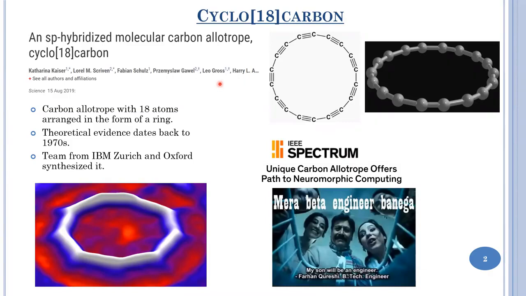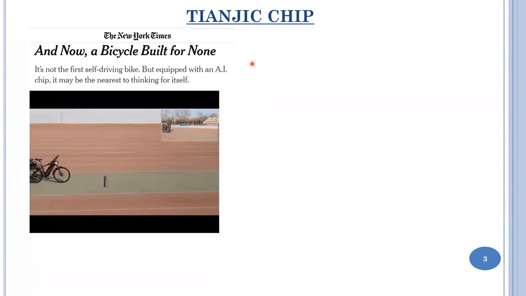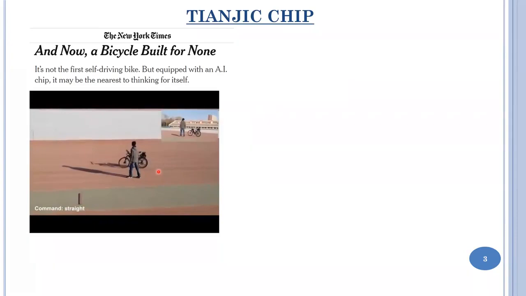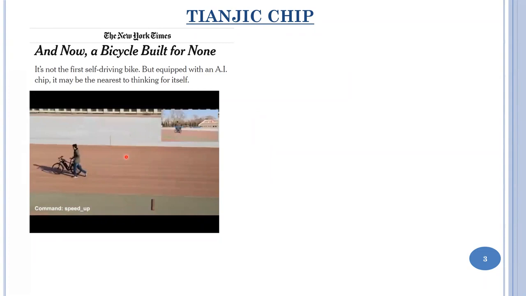With this, let me talk about this chip. The cycle in this video can balance on its own. It can follow your instructions. It can turn left when you tell it to turn left. It can even follow you when you're running. And this is not a scene from a sci-fi movie. This was developed at Peking University, Beijing, and they named it the Tianjic chip.